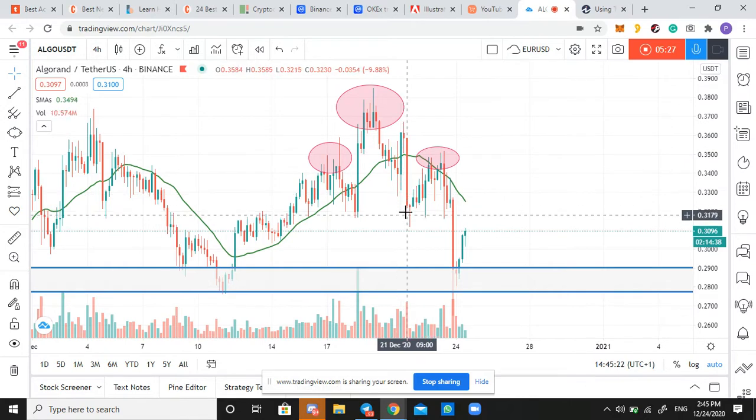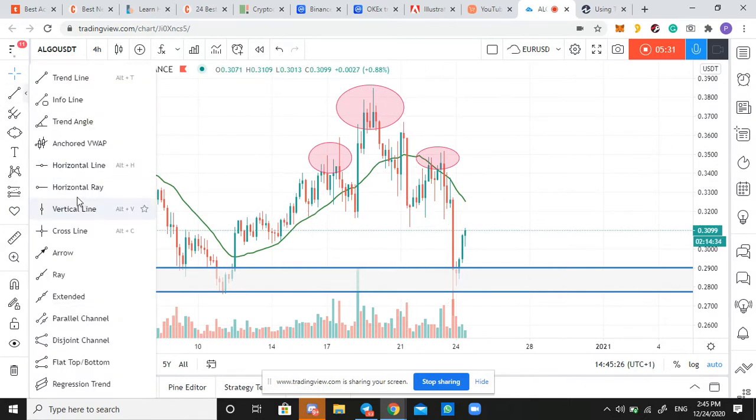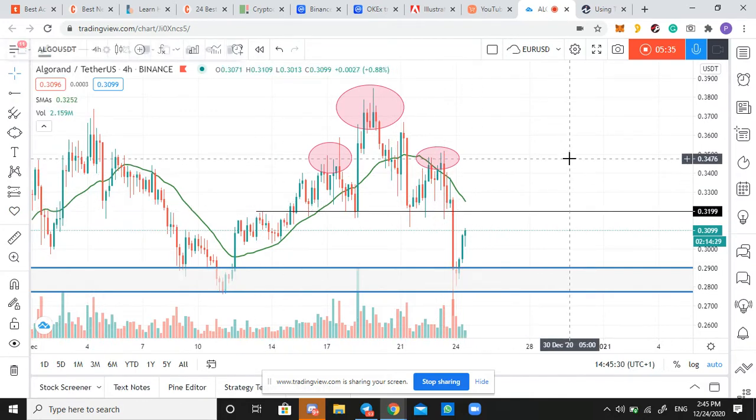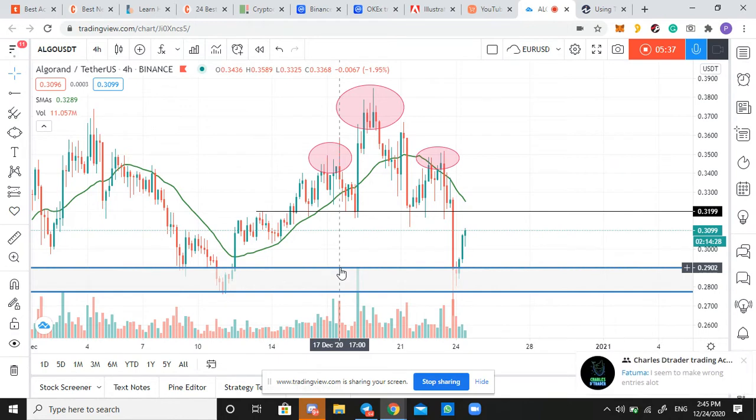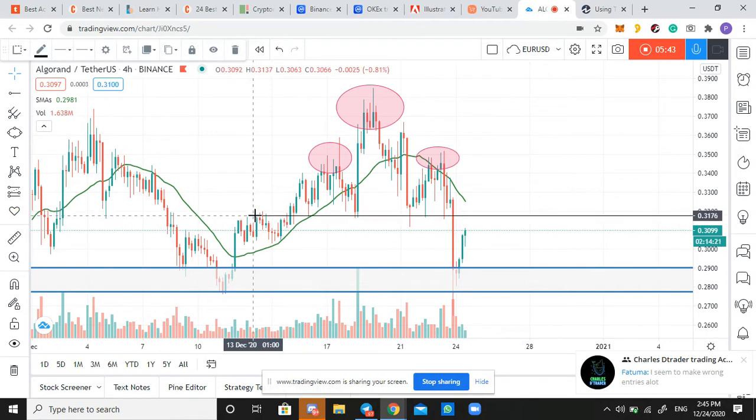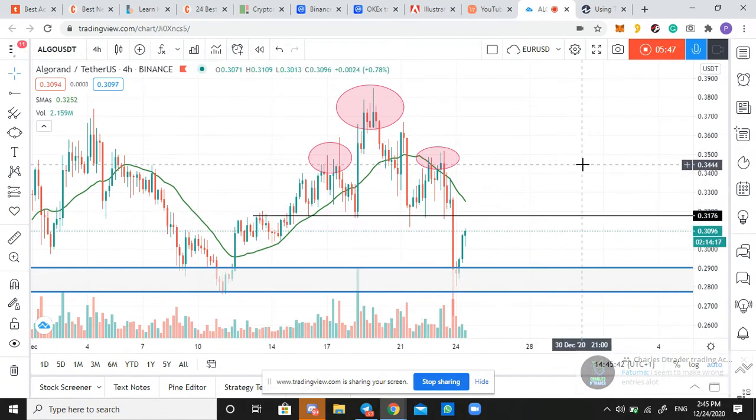The head was still making its way down to the neckline. So yes, this is the neckline. The neckline is what gives us an entry. Okay, you do not enter a head and shoulders pattern until price breaks the neckline. Okay, so this is where I call my neckline.